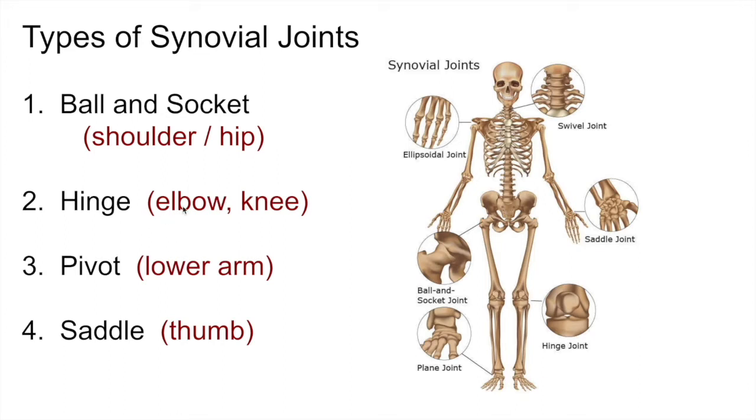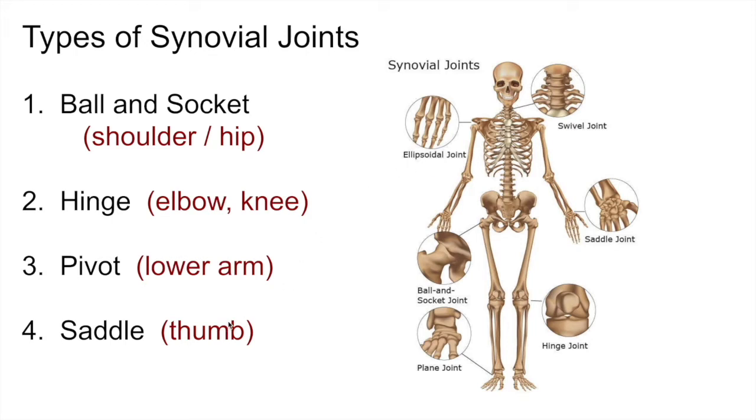Then we have hinge joints like your elbow and knee, which close like the hinge on a door. We have pivot joints on your lower arm here, which allow you to move your wrists over, pronate and supinate, we call that. We can move our wrists over each other. So that's what really gives your arm some great motion. You have the freely movable ball and socket of your shoulder. Then you can hinge your elbow. And then here we can turn our hands over with that pivot joint.